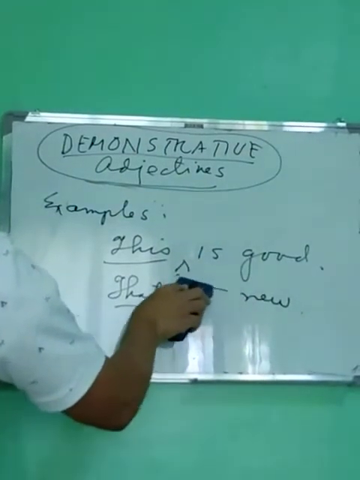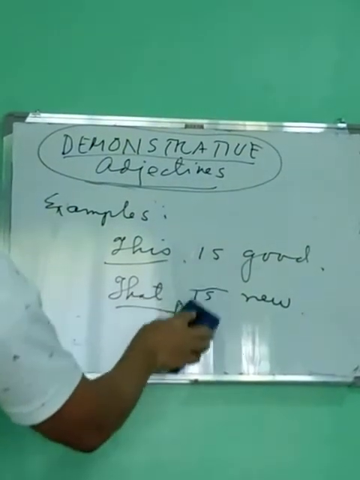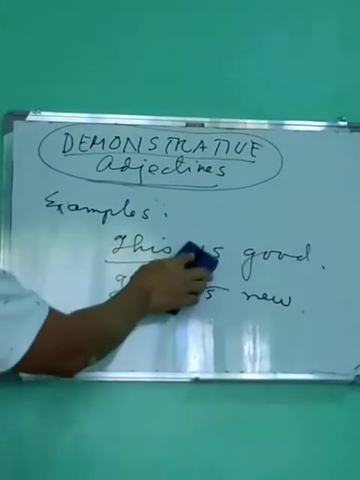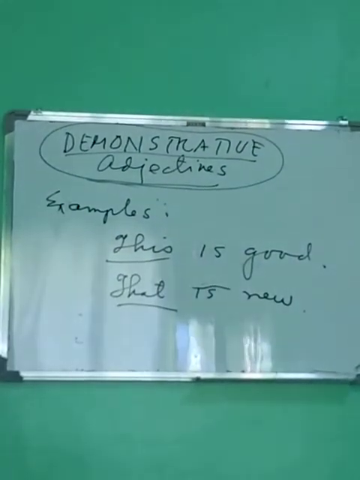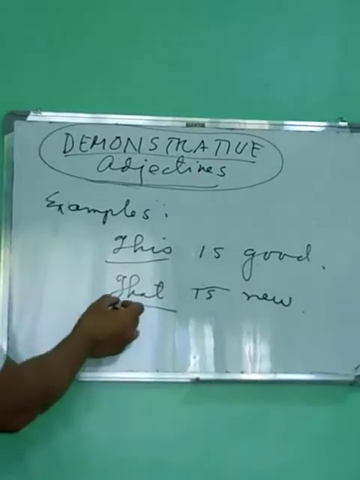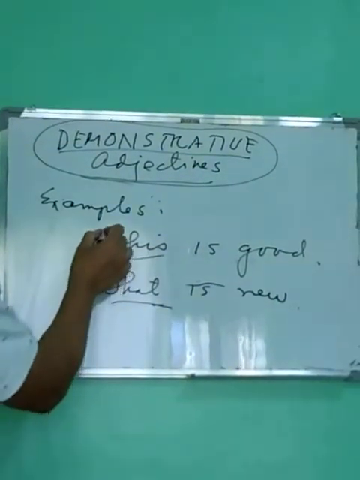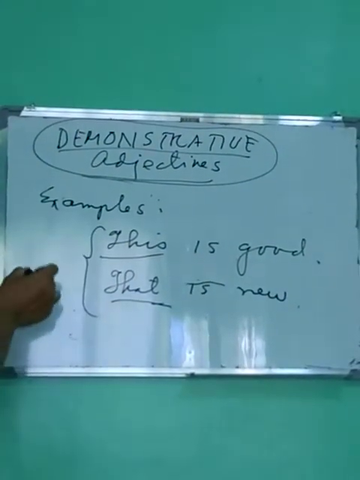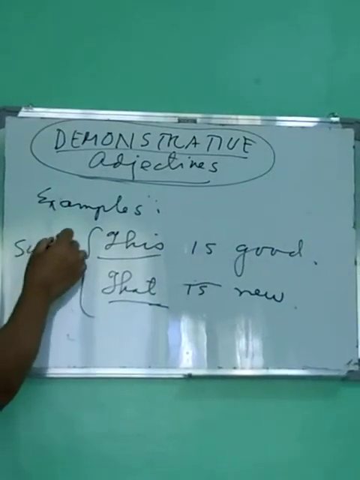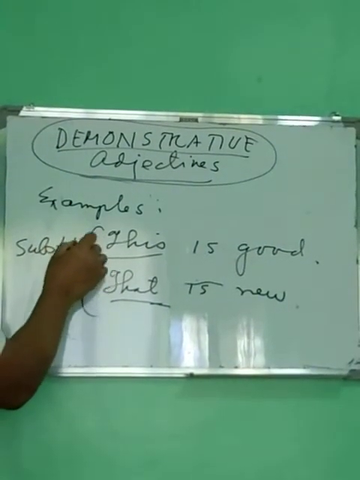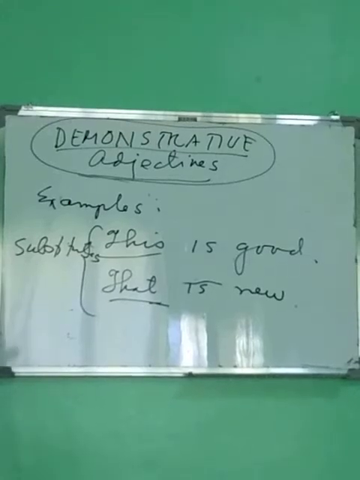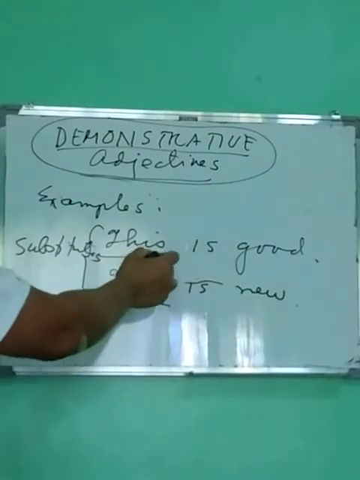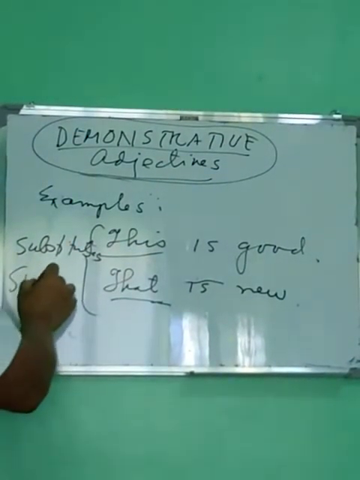Clear so far? So, I repeat, if there is no noun attached to this or that, then this one is clearly a demonstrative pronoun. Why demonstrative pronoun? Well, because this and that here are intended to substitute. We say that pronouns are substitutes for nouns. They are intended to substitute the subject.